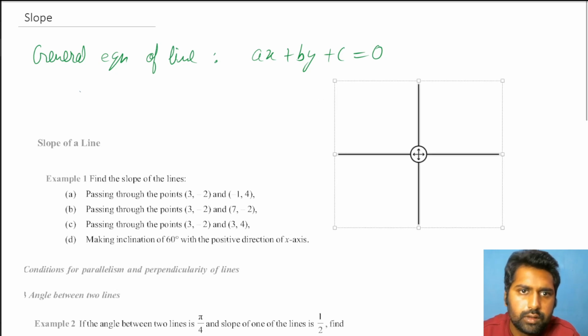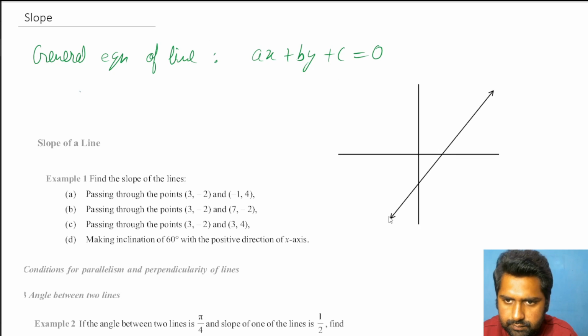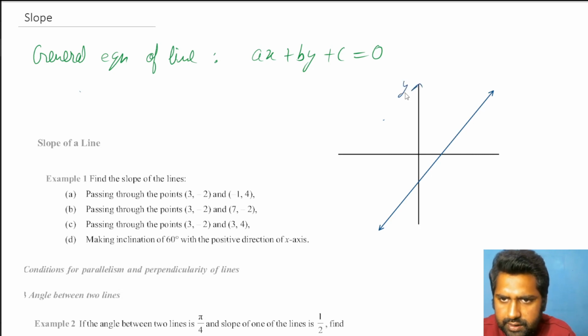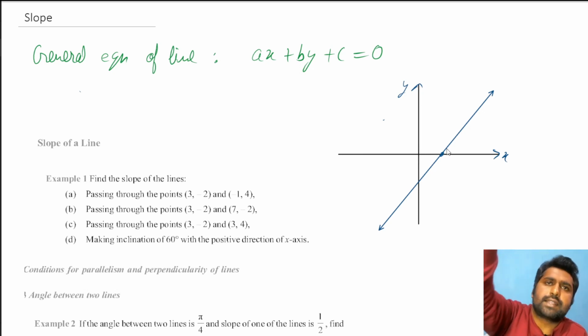Okay. Let's take any line. So let's say this is the line. Whenever a line is in this xy plane, with the y-axis and x-axis, somehow this line cuts the x-axis. It is possible that it may not in a particular scenario, but in general a line cuts the x-axis.